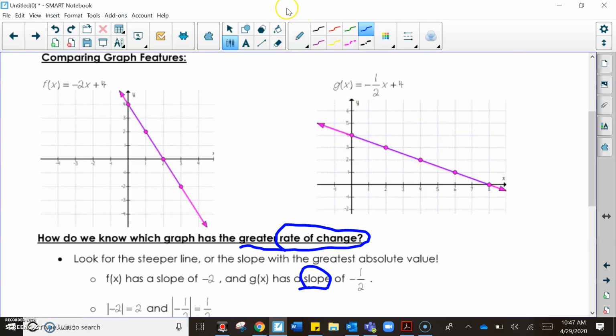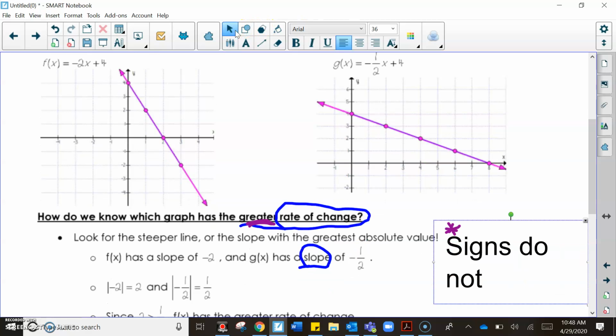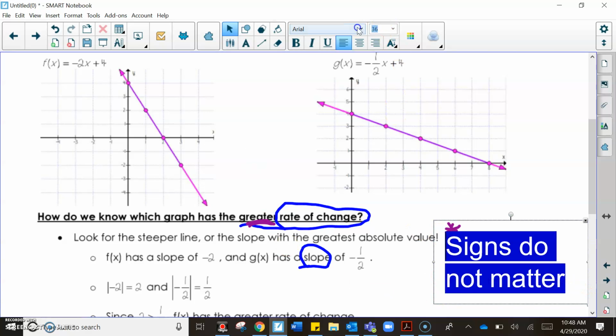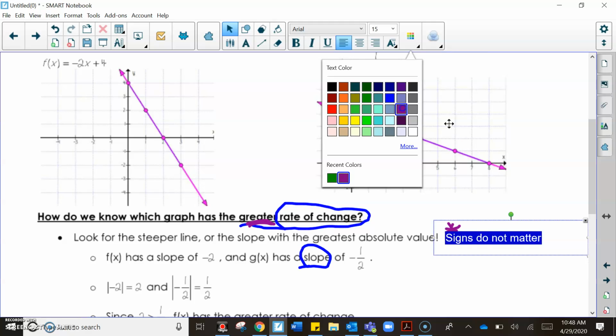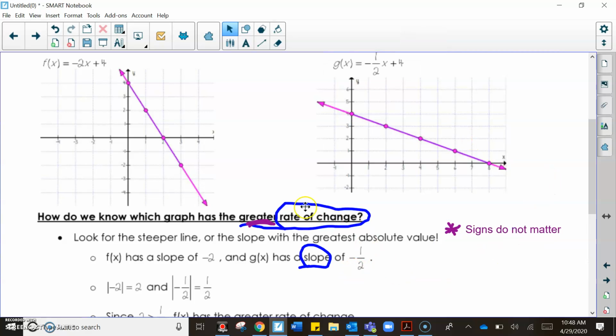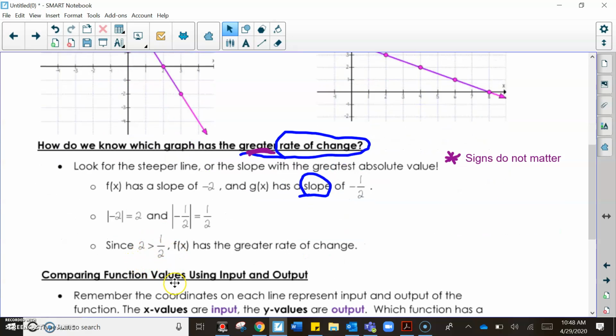So what that means, remember, when we look at greater, I'm going to type here, signs don't matter. So our signs don't matter. I'm not looking at the negative and the positive version of what I see here. I'm looking at the biggest number. Okay, signs don't matter. So we have a slope of -2 and a -1/2. 2 is greater than 1/2, so that's the greatest rate of change. Okay. Remember, maybe from middle school, absolute value just changes all negative numbers to positive numbers.